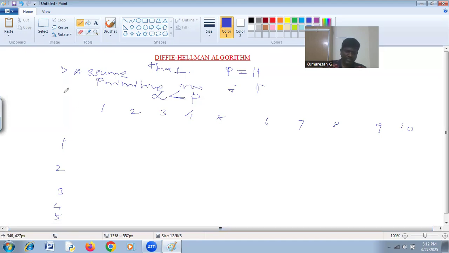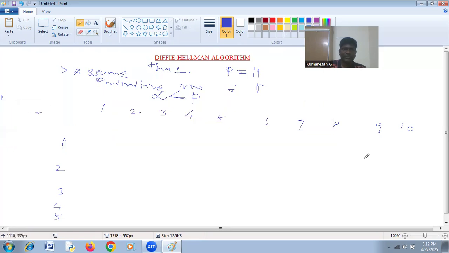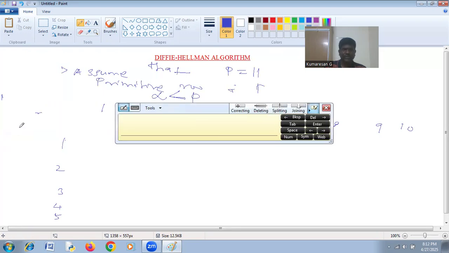Okay, so the first row is the power values. The first column is the power of the first row. The first one is power, and this one is the two power values.